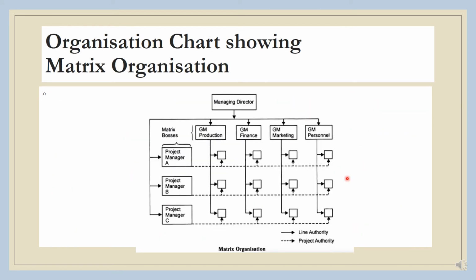We can see this organization chart. The line authorities are the clear lines, and then these dash lines are the project authority. So project manager A is actually reporting to GM production, GM finance, GM marketing, and GM personnel. B and C, the project managers, are all similarly reporting, and then they are reporting to the managing director also. So this is a kind of matrix organization.